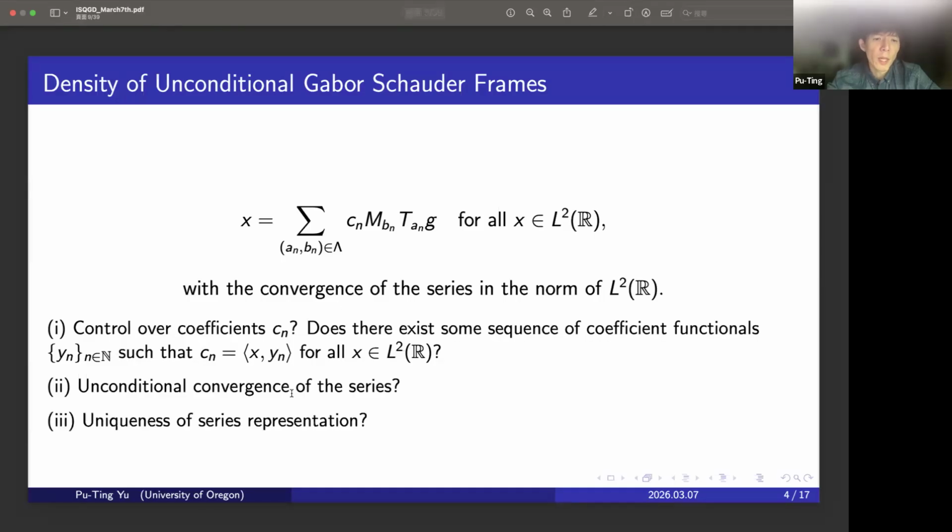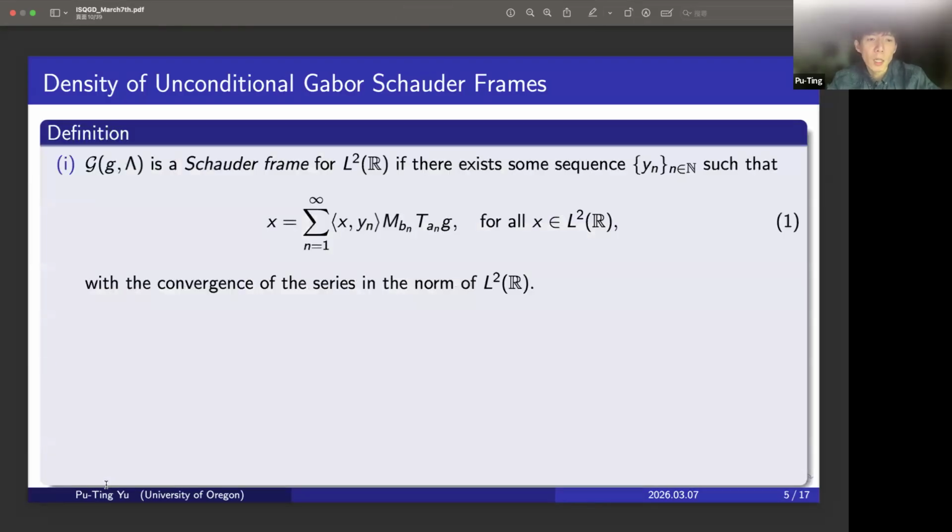And the third property I'd like to have is the uniqueness of the series in this equality, which means that all c_n here are unique. So let me first give a name to a Gabor system which satisfies at least one of these three properties.